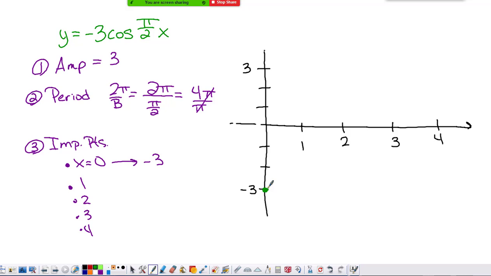And then what are we going to do? Yep, go up to 1. And then what's going to happen to our x values? Yep, go up to 3. And that's going to do what? Drop to 0. Whoops, sorry. Yep, and then drop to -3, right?